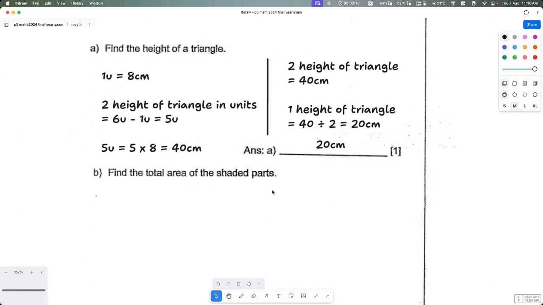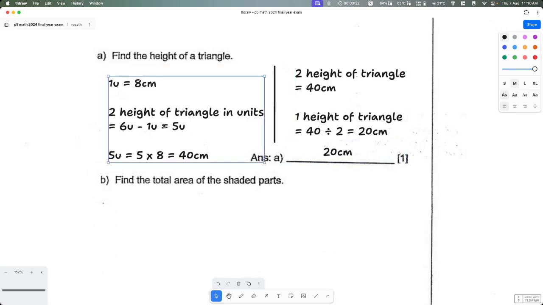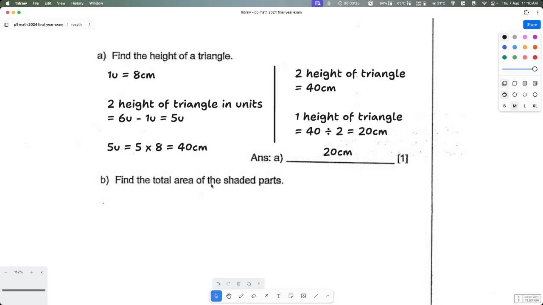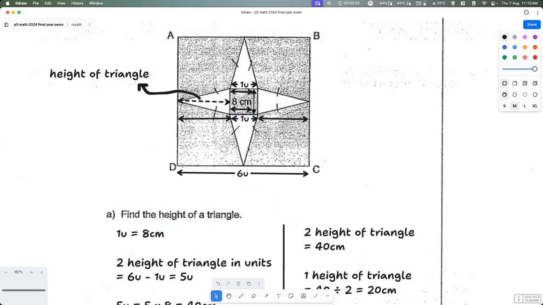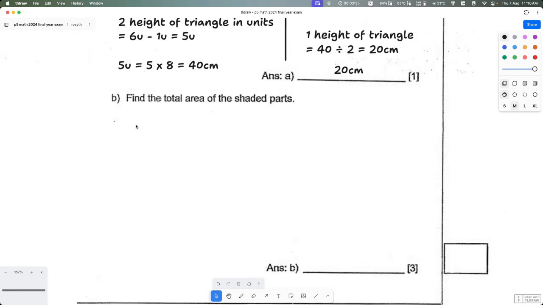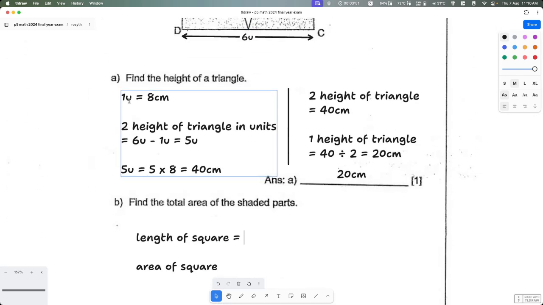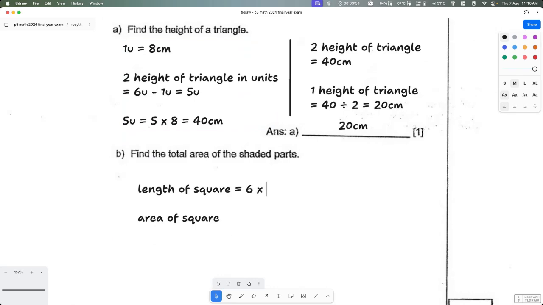All right, let's move on. The next part, part B, says find the total area of the shaded parts. If we can get the area of the triangle, then we can subtract it from the area of the square. So the length of the square is equal to 6 units, and we know 1 unit is 8 cm, so 6 times 8 equals 48 centimeters.